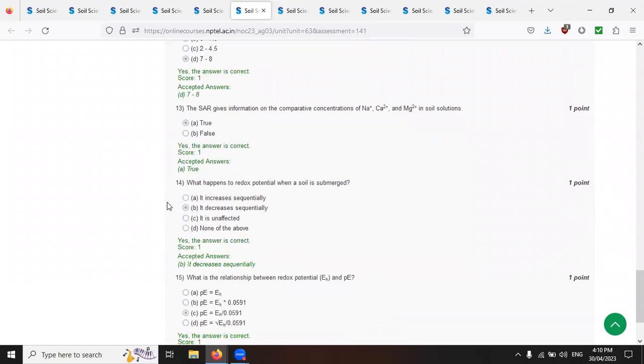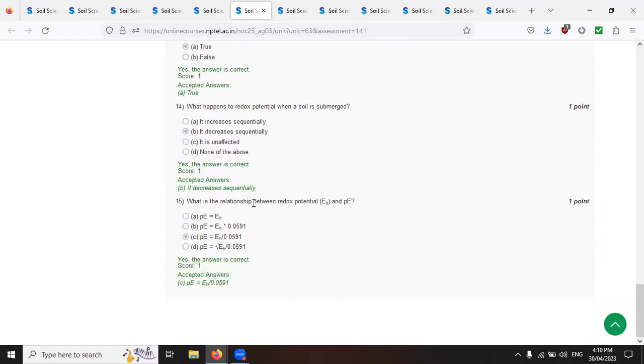Alkaline stuff. What happens to the redox potential when soil is submerged? Well, redox is the reduction of oxygen. So if it's submerged, you're going to reduce the amount of oxygen. So it's going to decrease significantly. What's the relationship between redox potential Eh and pe? The maths one. It's 0.0591.